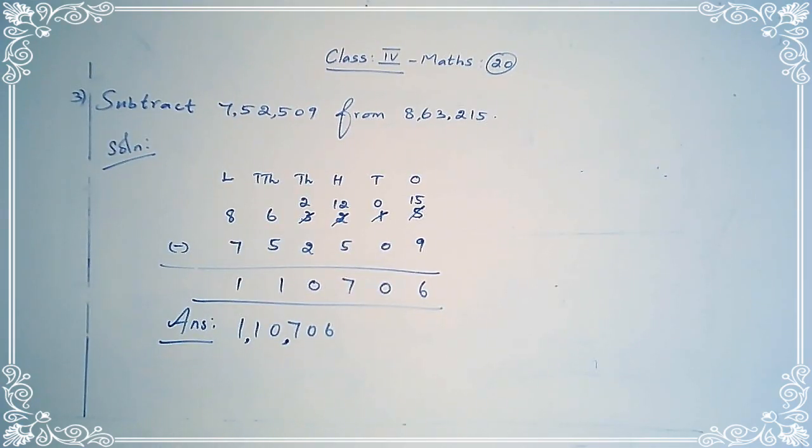Third question. Write down in the classwork note. Third question. Okay, already 2 questions are finished. Now you put your line using a scale. Okay, now you start third question. Subtract 7,52,509 from 8,63,215. Okay, write it. Write neatly children. Below ones place you write ones place numbers. Okay, same thing. Okay, you write neatly.